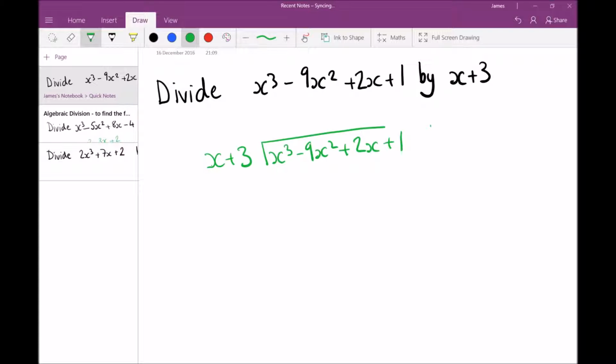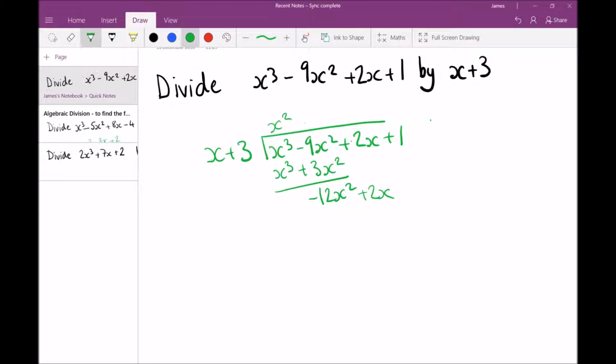Okay, so the first thing we do is say, what do we times x by to get x cubed? Well, that's x squared. Okay, so x times x squared is x cubed. And 3 times x squared is plus 3x squared. And we take them away from each other. So minus 9x squared minus 3x squared is equal to minus 12x squared. Bring the 2 down, plus 2x.